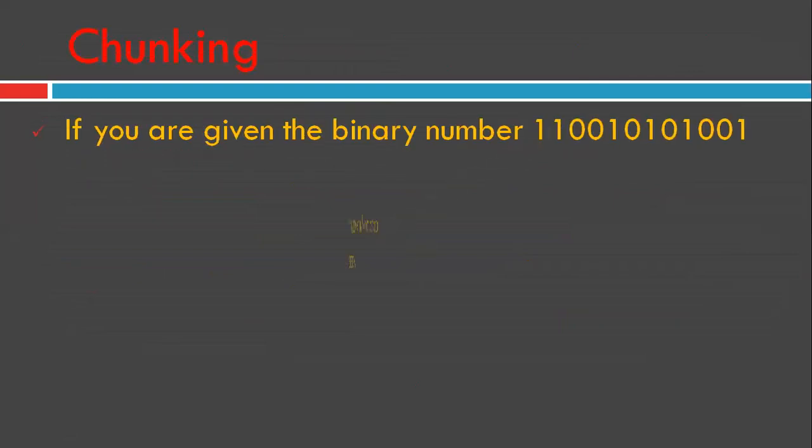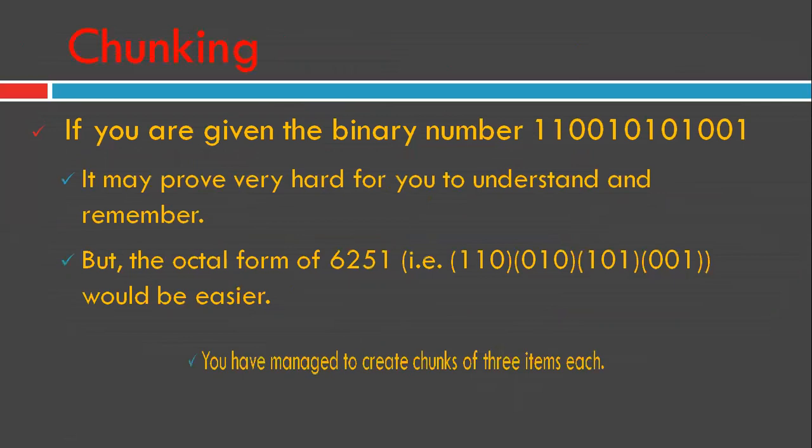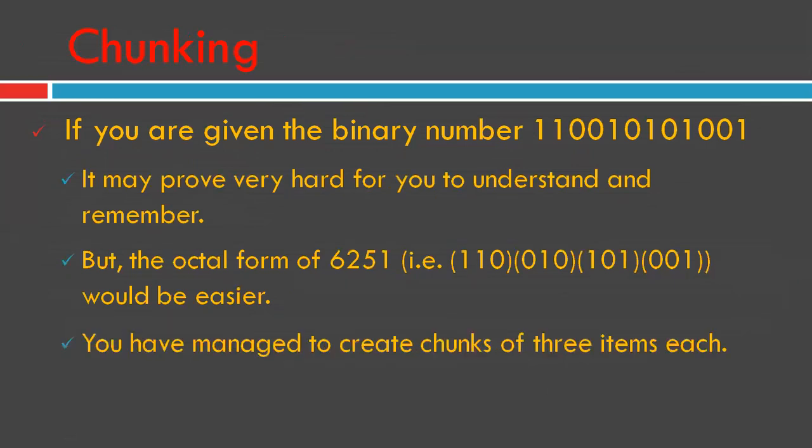What is meant by chunking? Chunking means if you are given a binary number, say 11001010101001, it may prove very hard for you to understand and remember this particular number. But the octal form of this number, 6251, that is by breaking this number into groups of 3, would be much easier. So you have managed to create a chunk of 3 items each. This is what is chunking.